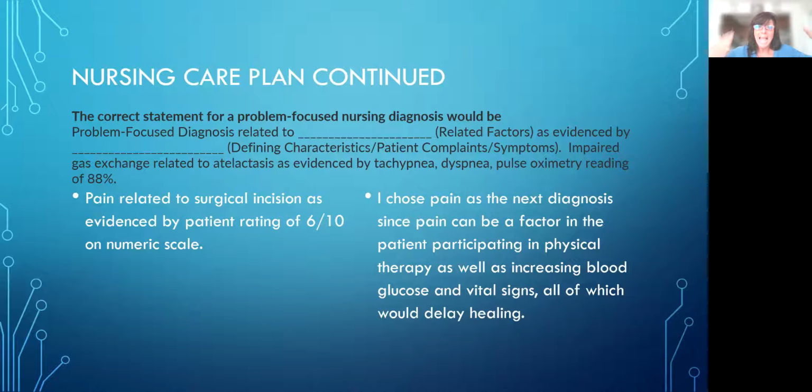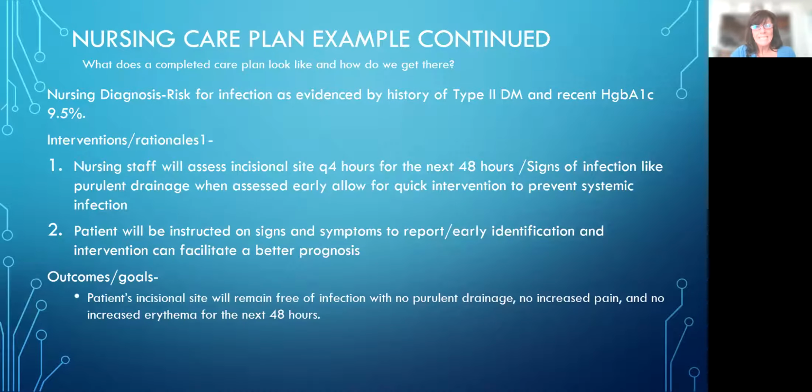So now this is an actual problem-focused nursing diagnosis. So it's got to read, what is the diagnosis? Pain related to surgical incision as evidenced by, well, what are the defining characteristics or the patient complaint? Well, patient rating was 6 out of 10 on a numeric scale. Boom. Now we have 2 nursing diagnoses written out.